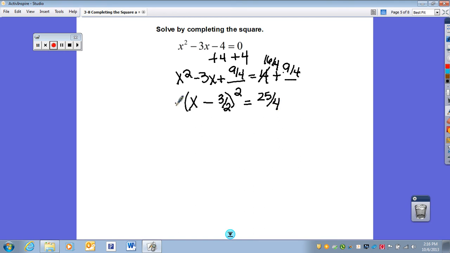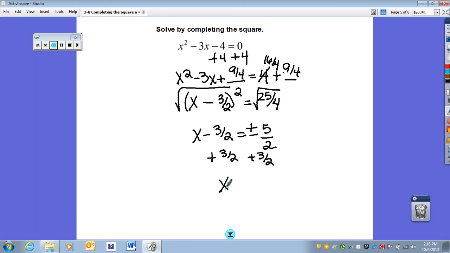I hope you can see as you're looking ahead that now when we take the square root of both sides and we've left these as improper fractions, that we can easily take the square root. The square and the square root cancel each other, so we have x minus 3 over 2, and that equals plus or minus the square root of 25 over 4. The square root of 25 is 5, and the square root of 4 is 2. So we're going to add 3 over 2 to both sides.